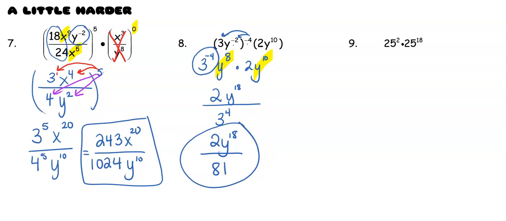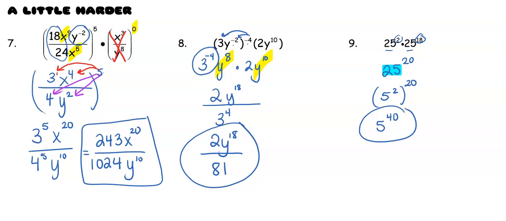Okay, our last one, we have base of 25, base of 25. That's the same base, so I'm going to add those exponents together to get 25 to the 20th. But this one's a trick question because I've got to be careful. I can rewrite that base of 25 as 5 squared. Power to a power, 2 times 20 gives us 5 to the 40th. Now, if you were to do 5 to the 40th in your calculator, you're going to get quite a large number. So we're not going to multiply that out, and we're going to keep it as is.